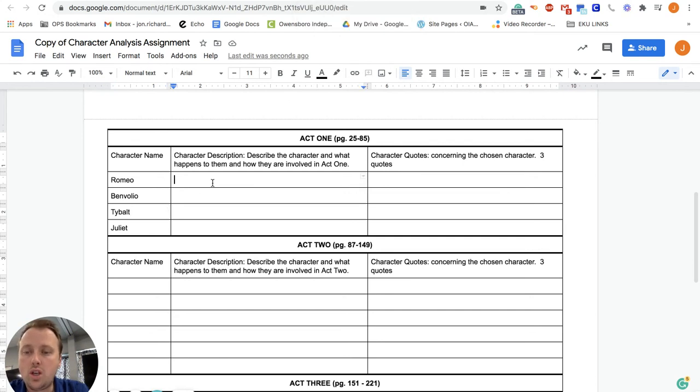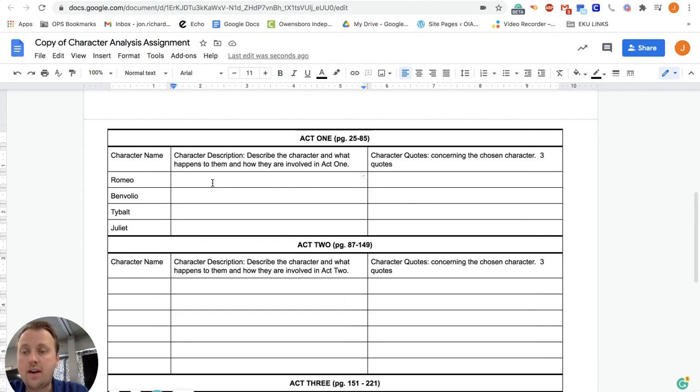So what you're going to do is give a character description to each of the characters, okay? Let's shoot for a couple of bullets or a couple of sentences for each character from Act 1. I know we jumped into Act 2, but we're kind of thinking about Act 1. If you include things from what we've discussed in Act 2 or read, that's okay. I'm not going to count you off or anything like that. But we're looking at 4 main characters, okay? Romeo, Benvolio, Tybalt, and Juliet.